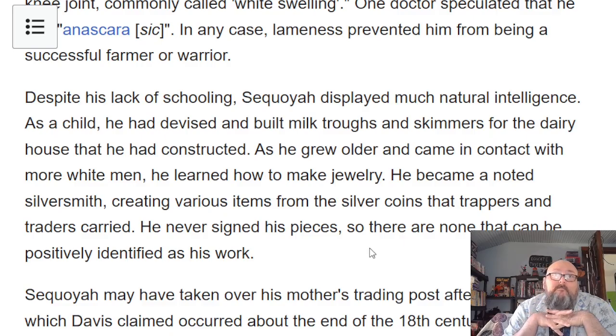He wasn't schooled much at all, but he was very intelligent, as you kind of have to be if you're going to be creating your own language. He had devised and built milk troughs and skimmers for the dairy house that he constructed as a child. As he grew older and came in contact with more white men, he learned how to make jewelry. He became a noted silversmith, creating various items from the silver coins that trappers and traders carried. He never signed his pieces, because remember, Cherokee was a spoken-only language. So there are none that can be positively identified as his work.